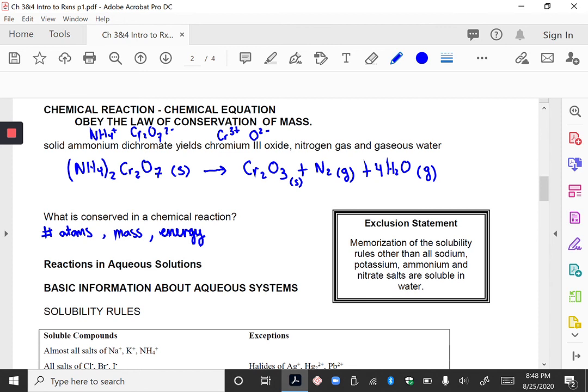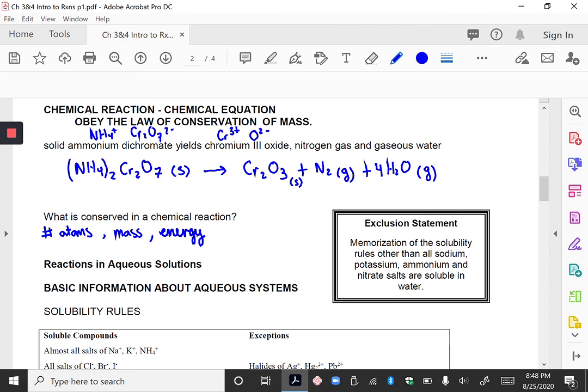Moles are not conserved. On the reactant side, I have just 1 mole. On the product side, I have 6 moles. Same thing with molecules or particles in general. The only particles that are conserved are the atoms, not molecules, not formula units, nothing like that. So just atoms and mass are conserved.